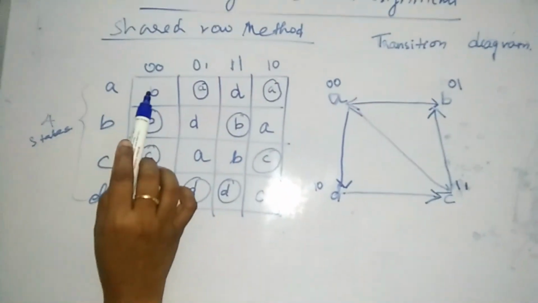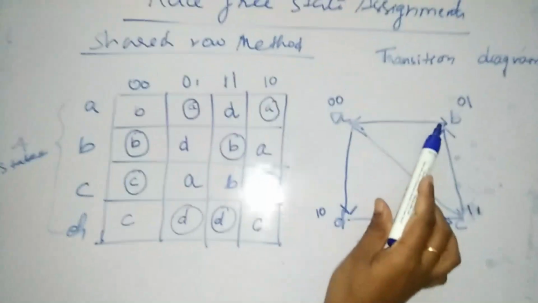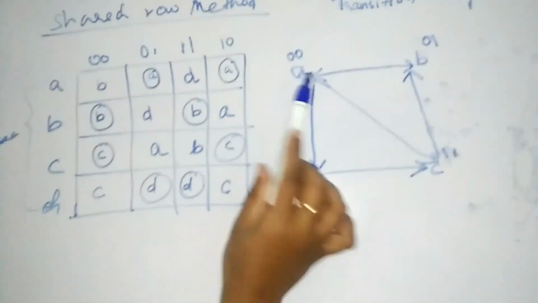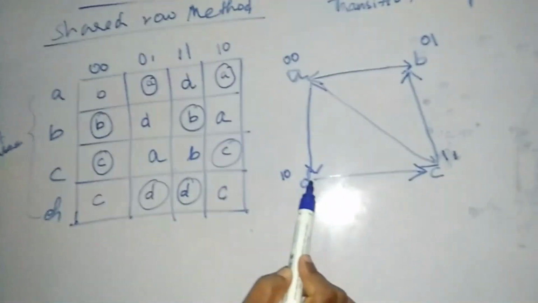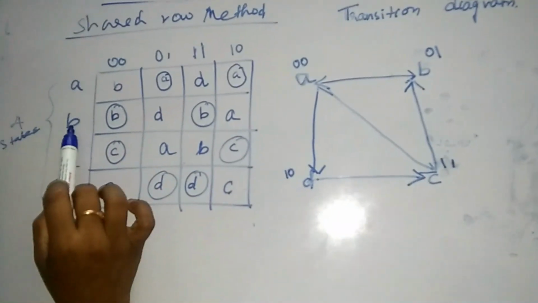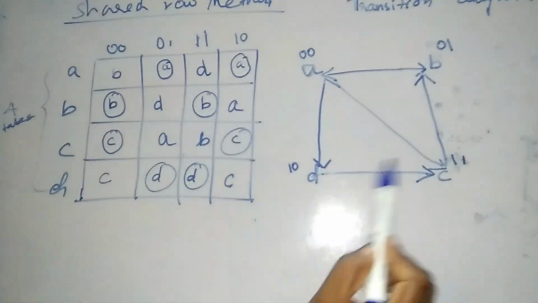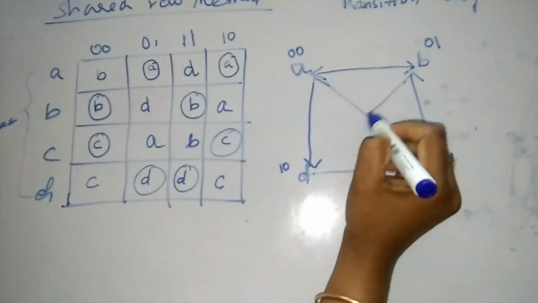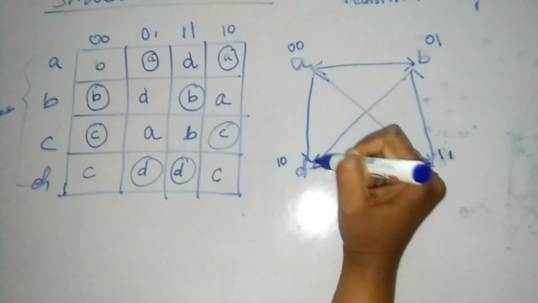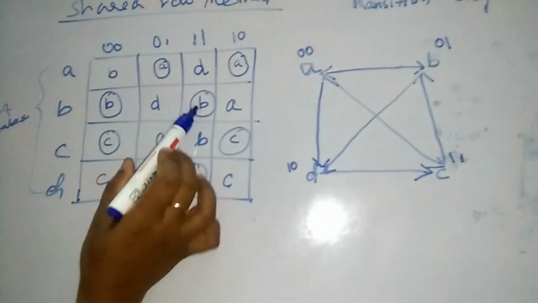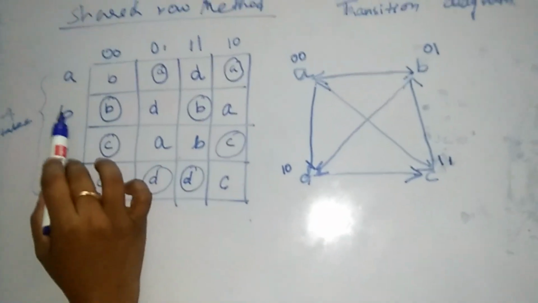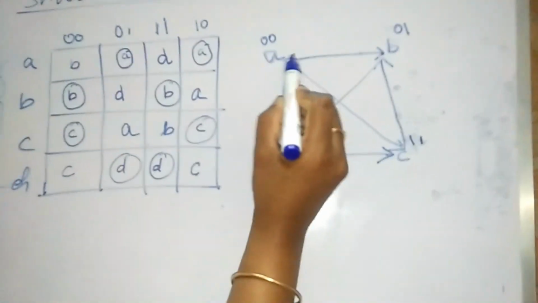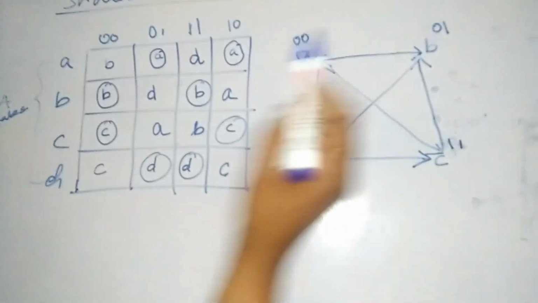So A is moving to B, so I've written A is moving to B, okay? A is moving to D, so the arrow is pointing over here. B is moving to D here, and B is moving to A here, okay? So I pointed out my arrow like this, right?